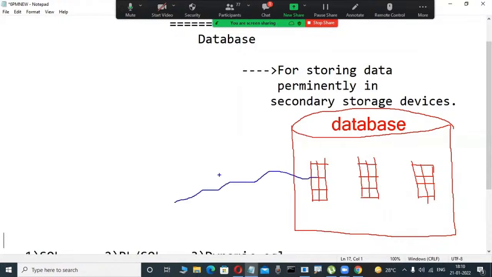This data is accessed using SQL, a language, structured query language. Yesterday I told up to this point. It was a small thing I told.